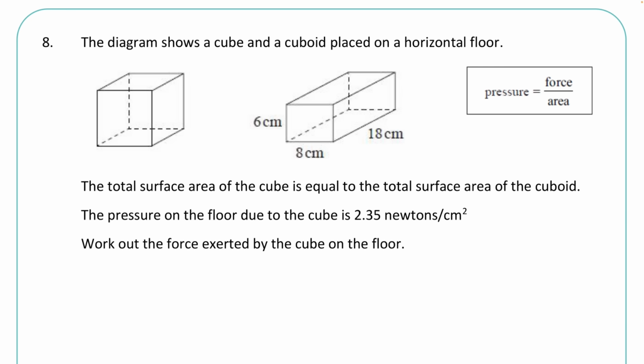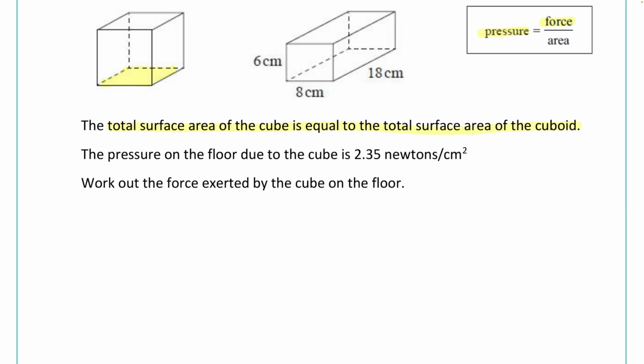Well, looking at our formula, we have been given the pressure. We are asked to work out the force, but we are currently missing the area. So we need to know the area of the base of the cube, just here. Once we know the area, we can put it into our formula and we can work out the force. So we're going to use this bit of information. The total surface area of the cube is equal to the total surface area of the cuboid.